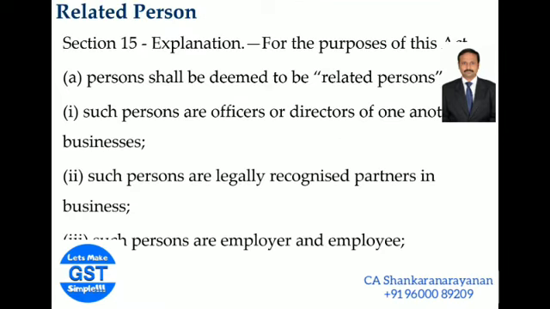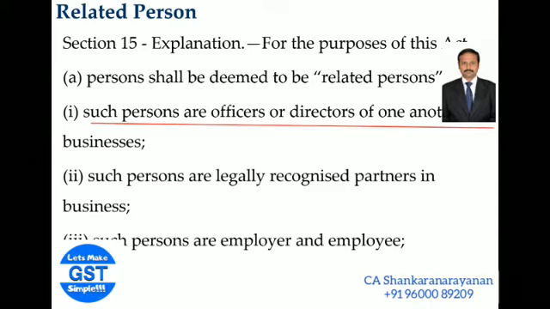As I said, the related person definition is available in section 15, explanation to section 15 of the IGST Act. It says, one, such persons are officers or directors of one another's business, then they are considered to be related persons. So if we are officers or directors of one another's business, we are considered to be related persons. The second one is such persons are legally recognized partners.